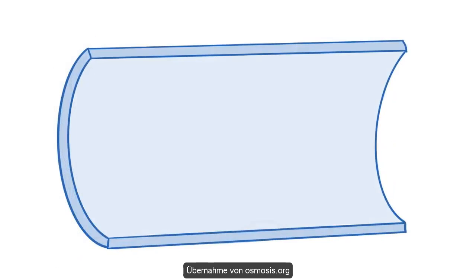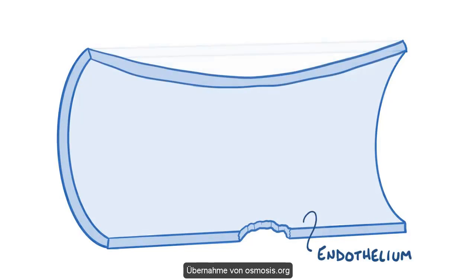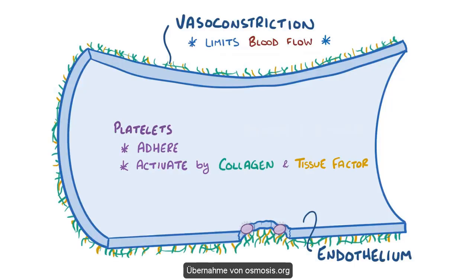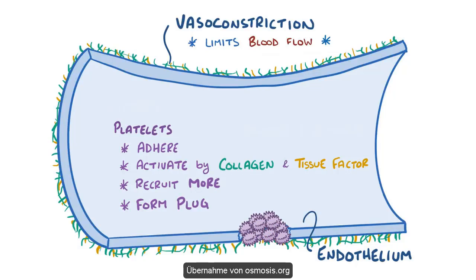Normally, the process starts with damage to the endothelium, or inner lining of the blood vessel walls, after which there's an immediate vasoconstriction or narrowing of the blood vessel, which limits the amount of blood flow. After that, some platelets adhere to the damaged vessel wall, and become activated by collagen and tissue factor, which are proteins that are normally kept separated from the blood by an intact endothelium. These platelets then recruit additional platelets to form a platelet plug. This formation of the platelet plug is called primary hemostasis.